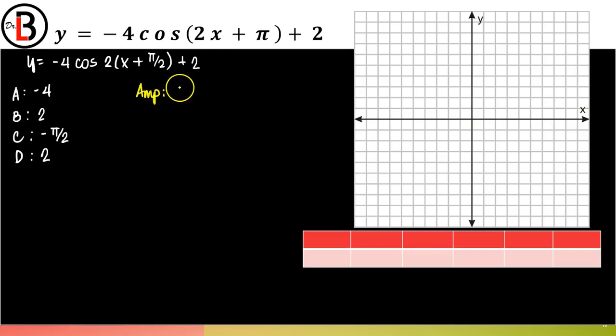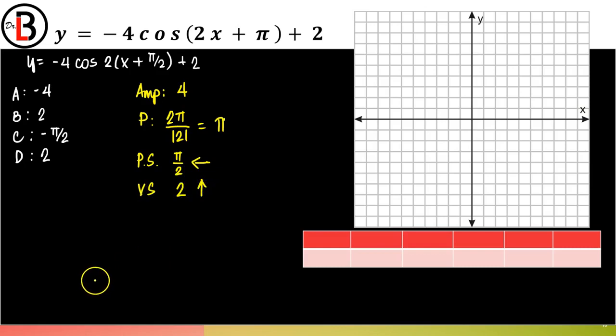So for the amplitude, it's the absolute value of negative 4, or 4. And then for the period, it's 2 pi over B, so it's pi. Do we have any phase shifting? Yes. The phase shifting is pi over 2 going to the left because it's negative. And the vertical shifting is 2 units up.